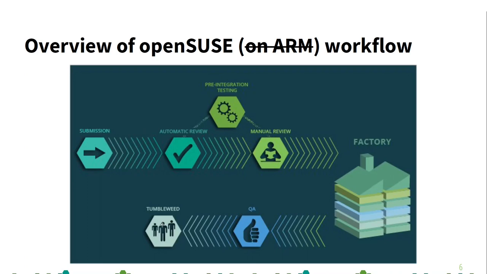If we want to update something in Factory, we need to submit the update to the Factory project. And we have a process of review, automatic review by bots, and some manual review. We have also pre-integration testing with openQA and a few install checkers, a few bots to check if everything is okay. And if this submission is accepted, the package is updated in Factory. We need to wait for the build to finish, and again, a new snapshot is pushed to openQA, and then it will be released to the user as Tumbleweed. So this is for openSUSE Factory and Tumbleweed for x86.